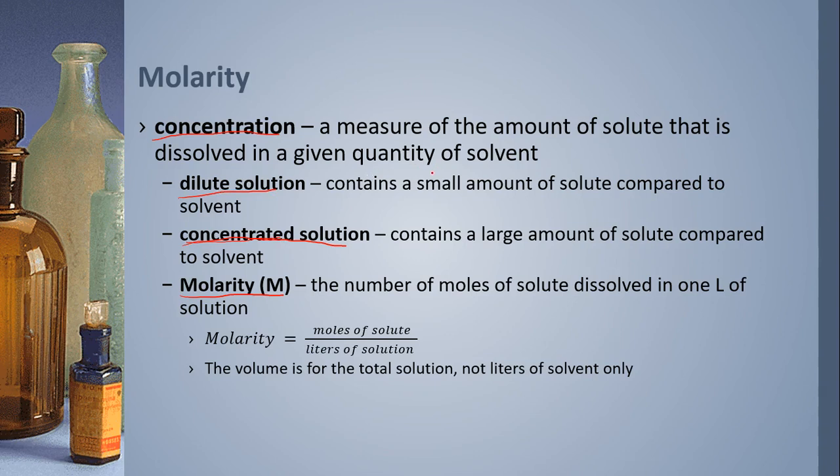Dilute means it's watered down. It has a large amount of water or solvent compared to the solute. Concentrated means there's a whole lot of stuff dissolved, and there's very little of the dissolving medium or the solvent. So just be careful using those terms.